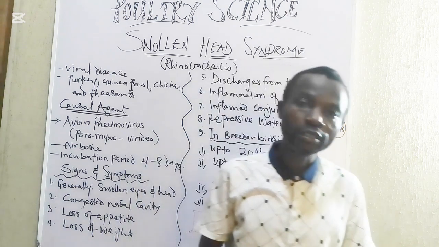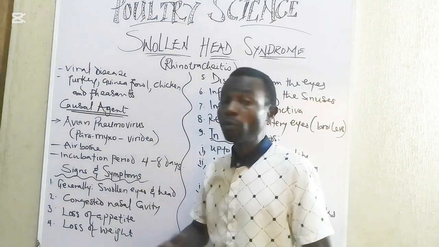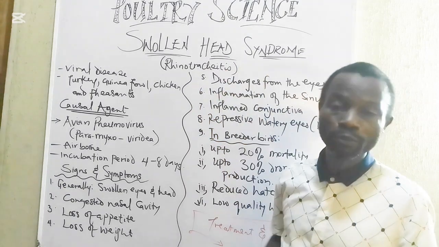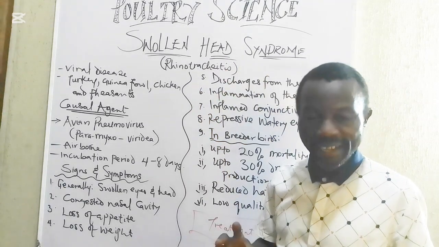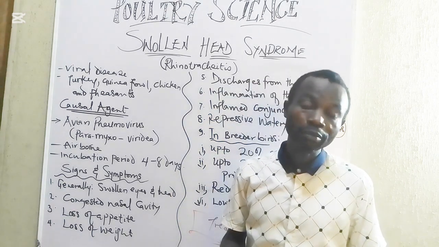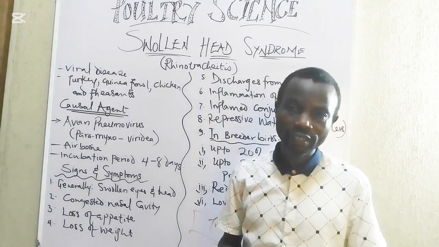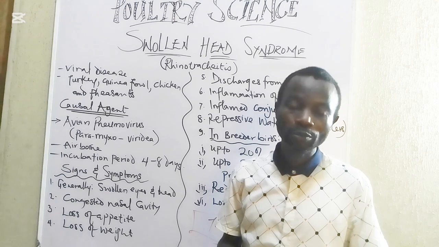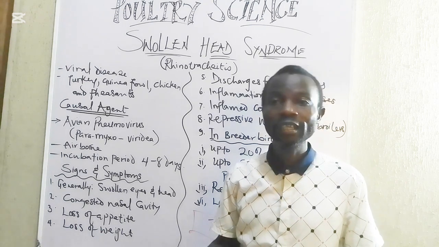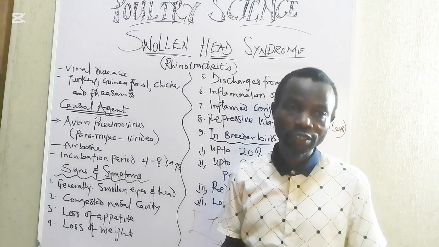Now we continue with poultry science. And what we have today is swollen head syndrome. Previously we've done avian encephalomyelitis, and then we've done some other ailments. As we progress, we consider other ailments that affect your poultry chicken.